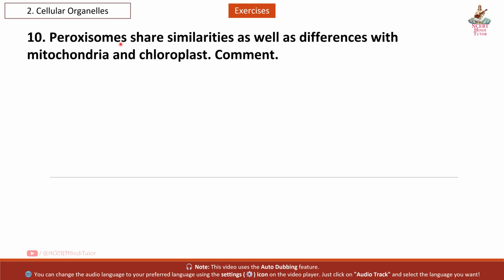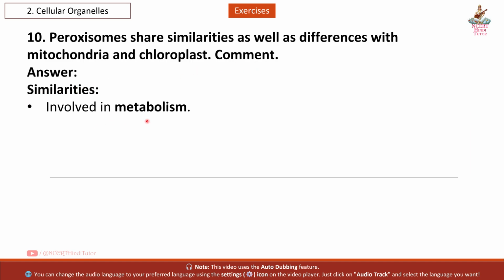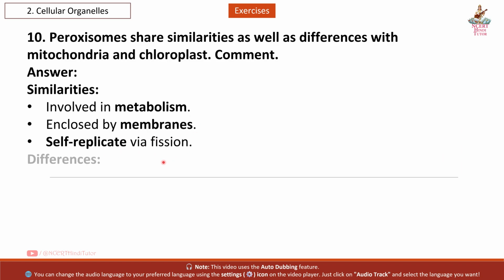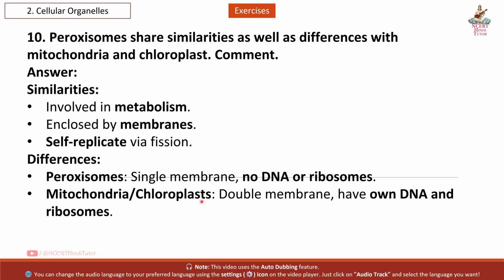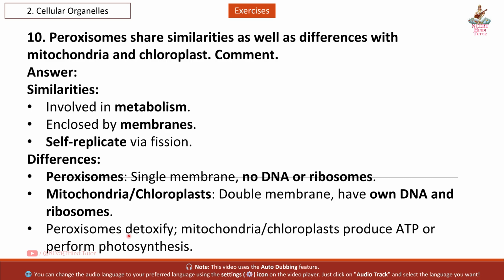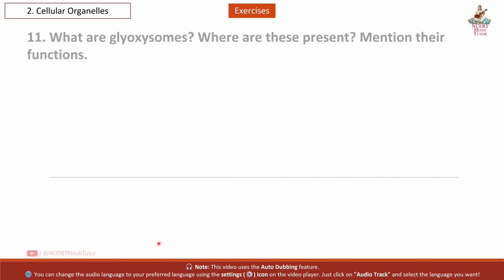Question 10. Peroxisomes share similarities as well as differences with mitochondria and chloroplast. Comment. Answer. Similarities: involved in metabolism, enclosed by membranes, self-replicate via fission. Differences: peroxisomes have a single membrane, no DNA or ribosomes; mitochondria and chloroplast have a double membrane and their own DNA and ribosomes. Peroxisomes detoxify; mitochondria and chloroplast produce ATP or perform photosynthesis.